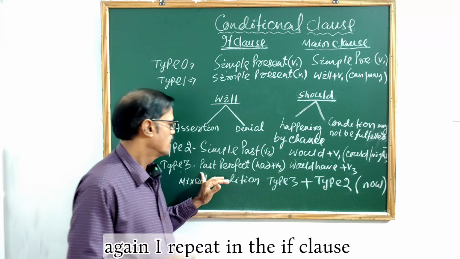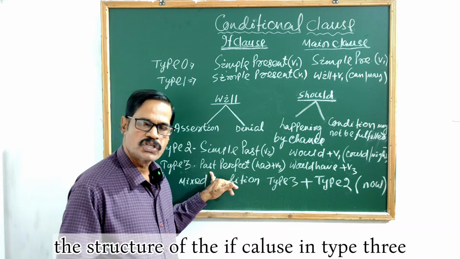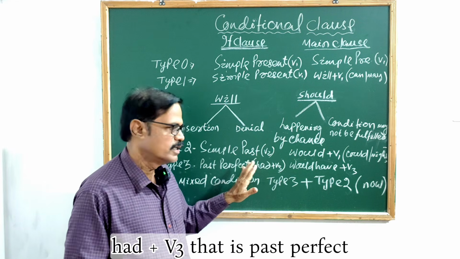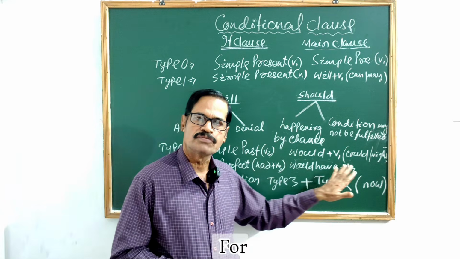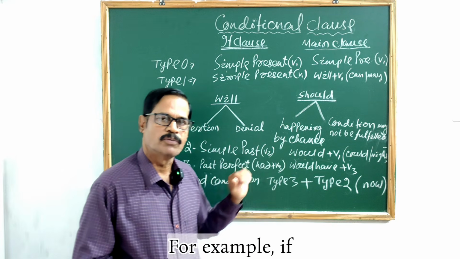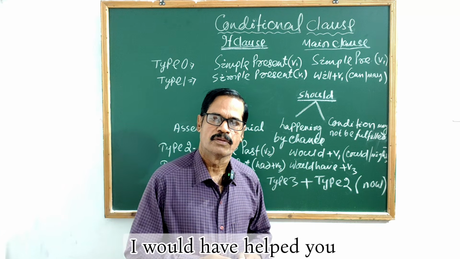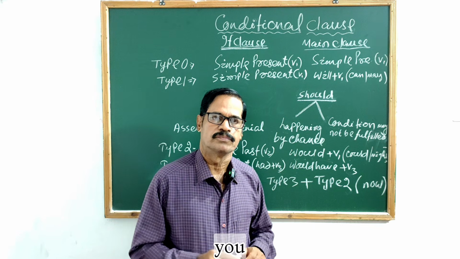Again I repeat, what is the structure of the if clause in type 3? Had plus V3, that is past perfect, and the main clause structure is would have plus V3. For example, if you had requested me, I would have helped you.